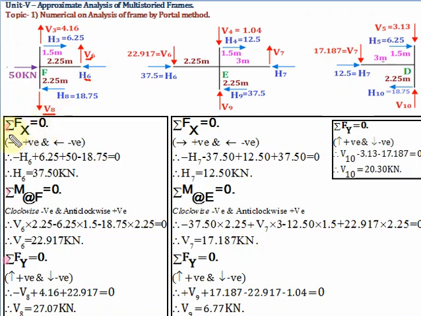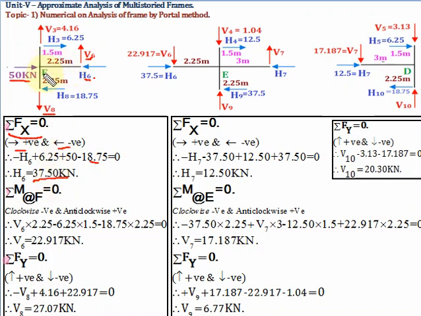We apply the first equilibrium equation, summation Fx equal to 0. Consider the forces acting towards the right as positive and towards the left as negative. H6 is acting towards the left side, minus; 6.25 acting towards the right, plus; 50 kilonewton acting towards the right, plus; and 18.75 acting towards the left-hand side, so minus. From this we get the value of H6, which is equal to 37.5.